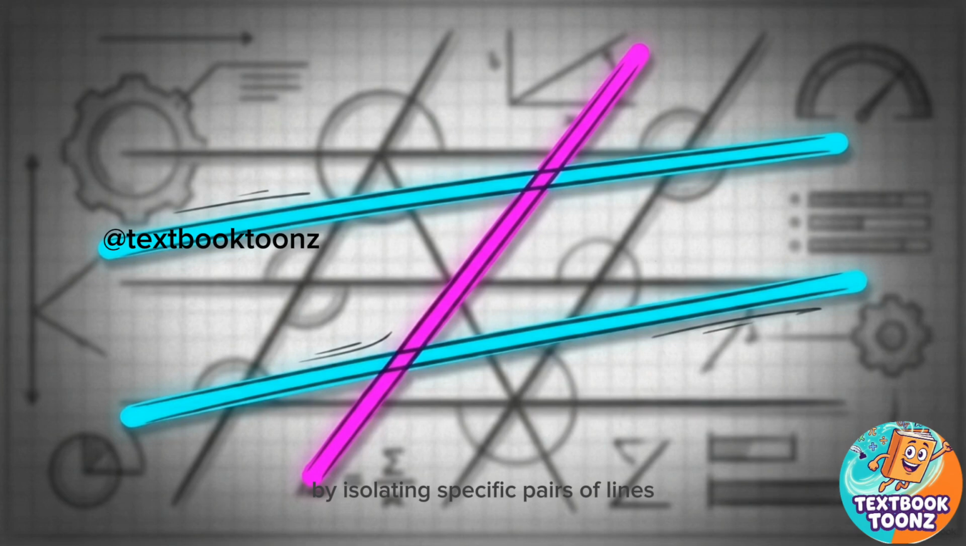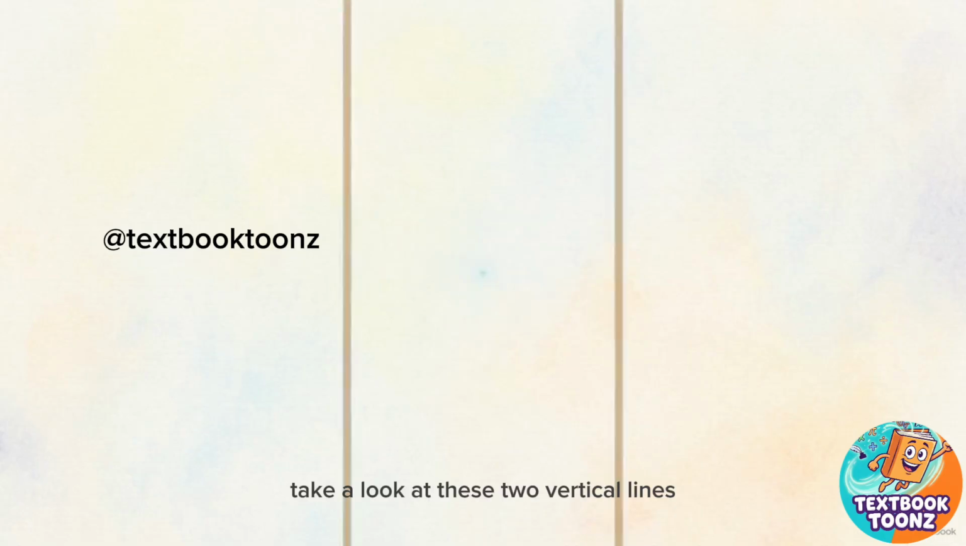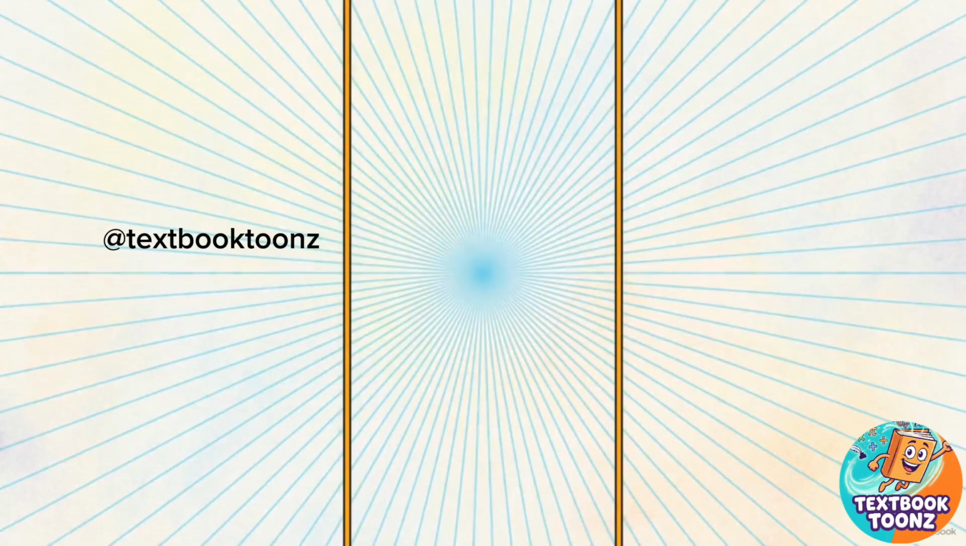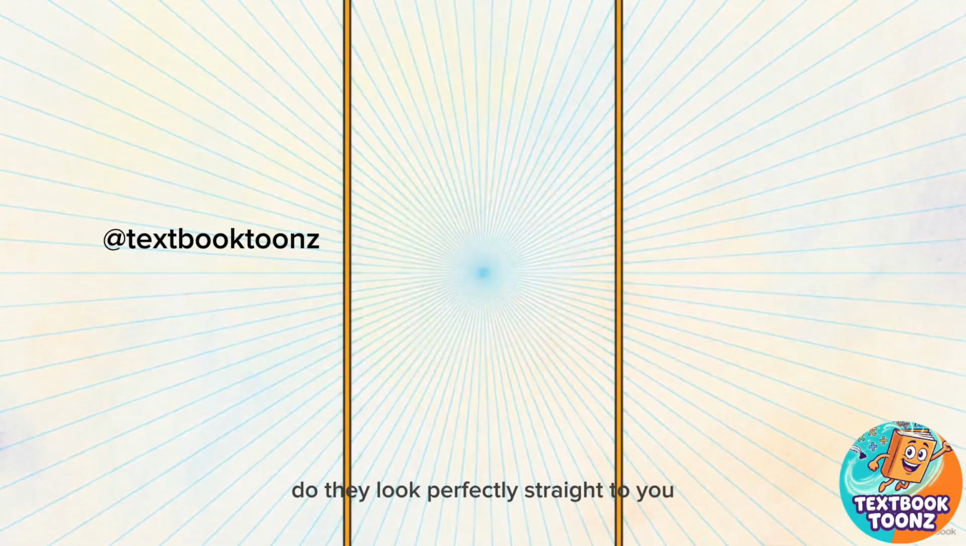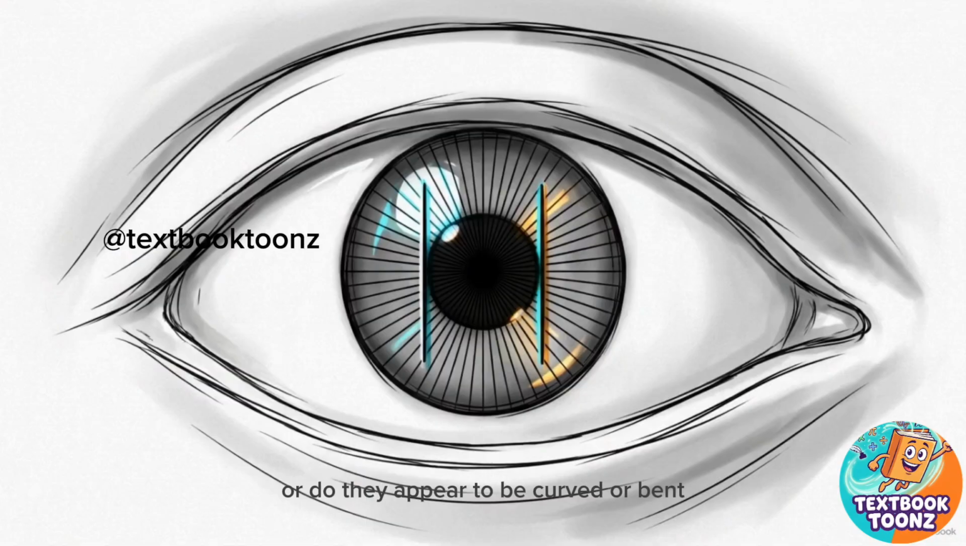By isolating specific pairs of lines and dimming the rest of the diagram, even the most crowded geometric problems become simple to solve. Take a look at these two vertical lines. Do they look perfectly straight to you, or do they appear to be curved or bent? Your brain is being tricked.